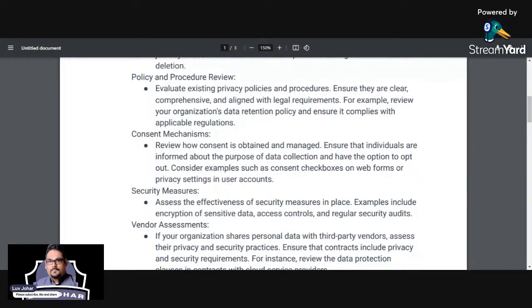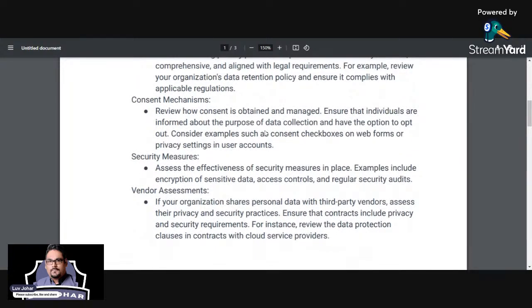Okay, after that, you have consent mechanisms. So consent mechanisms is very important in case of privacy assessment, because here you actually review how the consent is obtained and managed, because again we are talking about personal data. So you have to ensure that individuals are informed about the purpose of data collection, why you are collecting the data, and have the option to opt out if they want to. Okay, consider examples such as consent checkboxes on the web forms or privacy settings in user accounts where people have clear indications to do so.